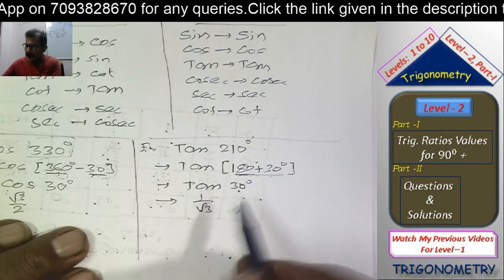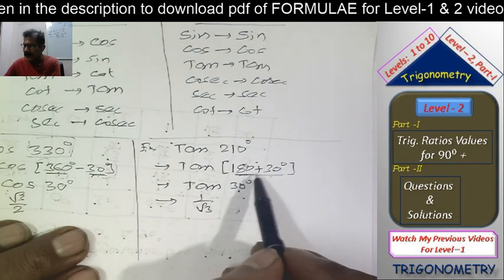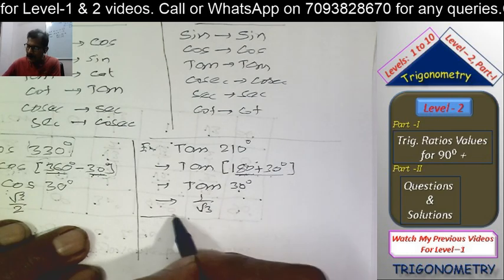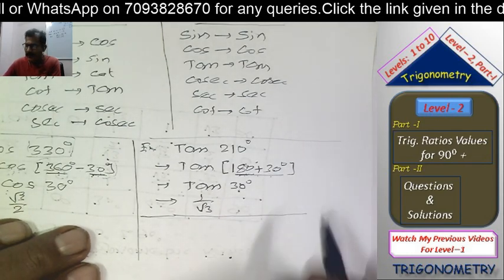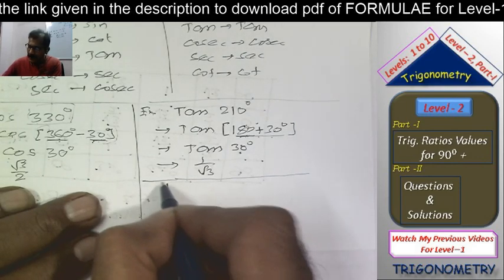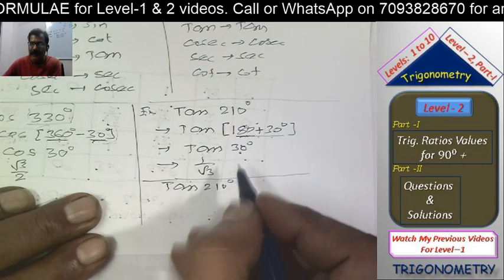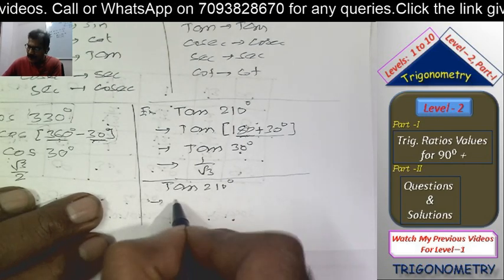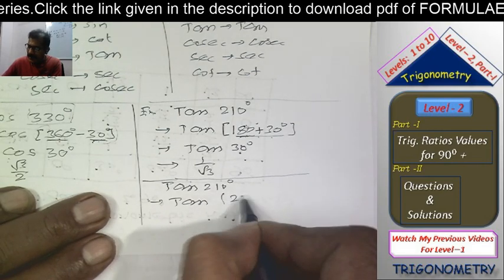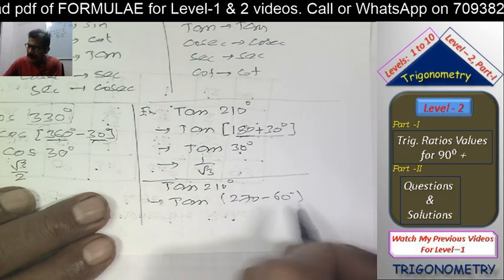You may ask me, what happens if I take 270 minus 60 instead of 180 plus 30? Let us see what happens. No problem, you'll be getting the same thing. So we'll check it out. I'm taking the same value, tan of 210 degrees, by writing this value in a different way. Tan of, here if I write 270 minus 60, which is equivalent to 210 degrees.